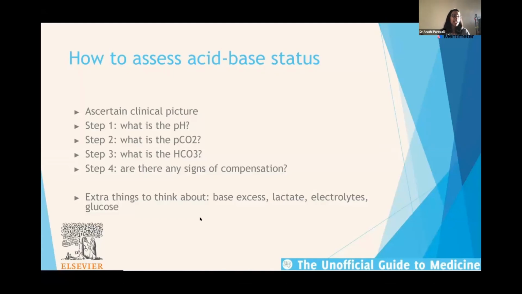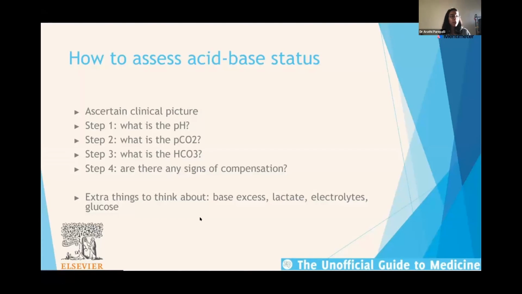So base excess is the amount of strong acid which would be needed to be added or subtracted from a substance in order to return the pH to normal. So it's the amount of extra acid that you need to add to get the pH back to normal. Your normal range for base excess is -2 to +2. It just reflects the metabolic component of any acidosis or alkalosis, and it doesn't really reflect the respiratory component of that.